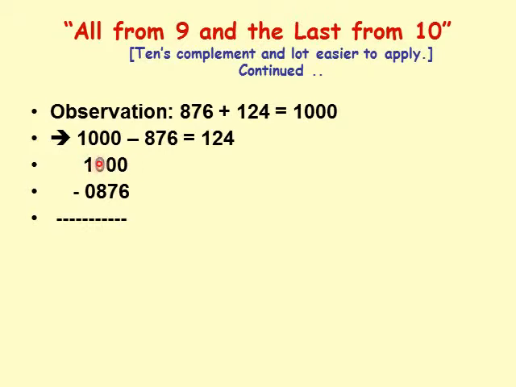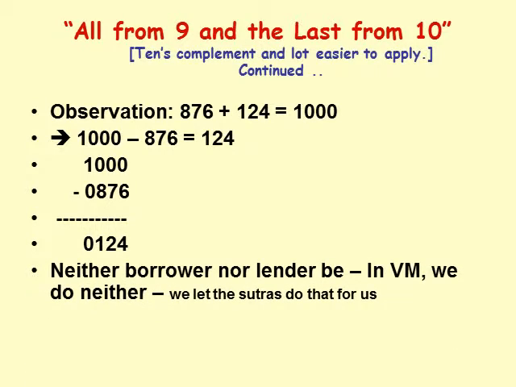In the 3 columns, there were 3 zeros in the first row and non-zero digits in the second row. We had all from 9 and last from 10. In the thousands place, where we had a 1 in the first line and a 0 in the second line, we say 1 less than before. 1 minus 1 is 0. So the answer was 0, 1, 2, 4. In the answer, we remove the 0 on the left. This 0, 1, 2, 4 is the same thing as 124. The 0 on the left doesn't mean much.